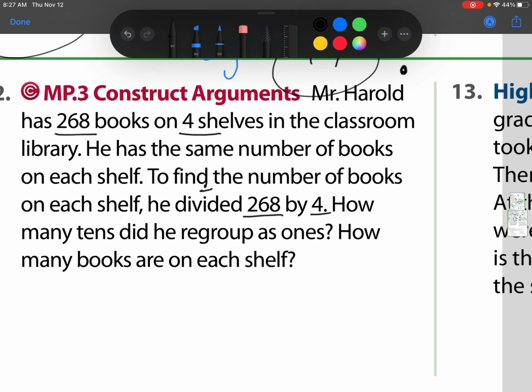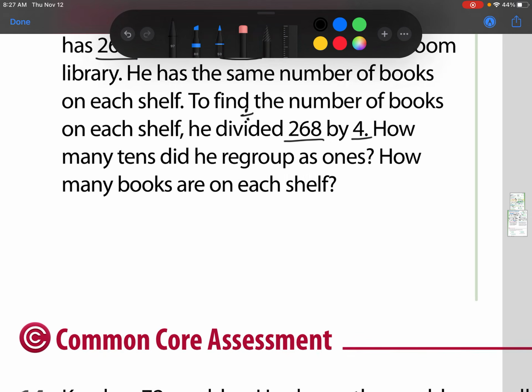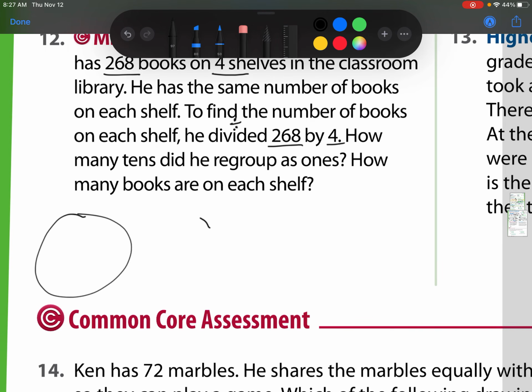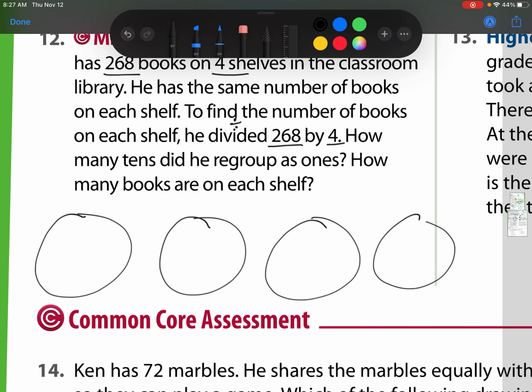So, I wonder what they're going to have us do, because they're telling us what to do. They want us to know how he did it. So how many 10s did he regroup, and how many books are on each shelf? So let's begin. We have 4 groups, so 1, 2, 3, 4, and we can't break 200 up into those groups. So I have to do what? Well, I have 2 hundreds, and I need to regroup those as what?